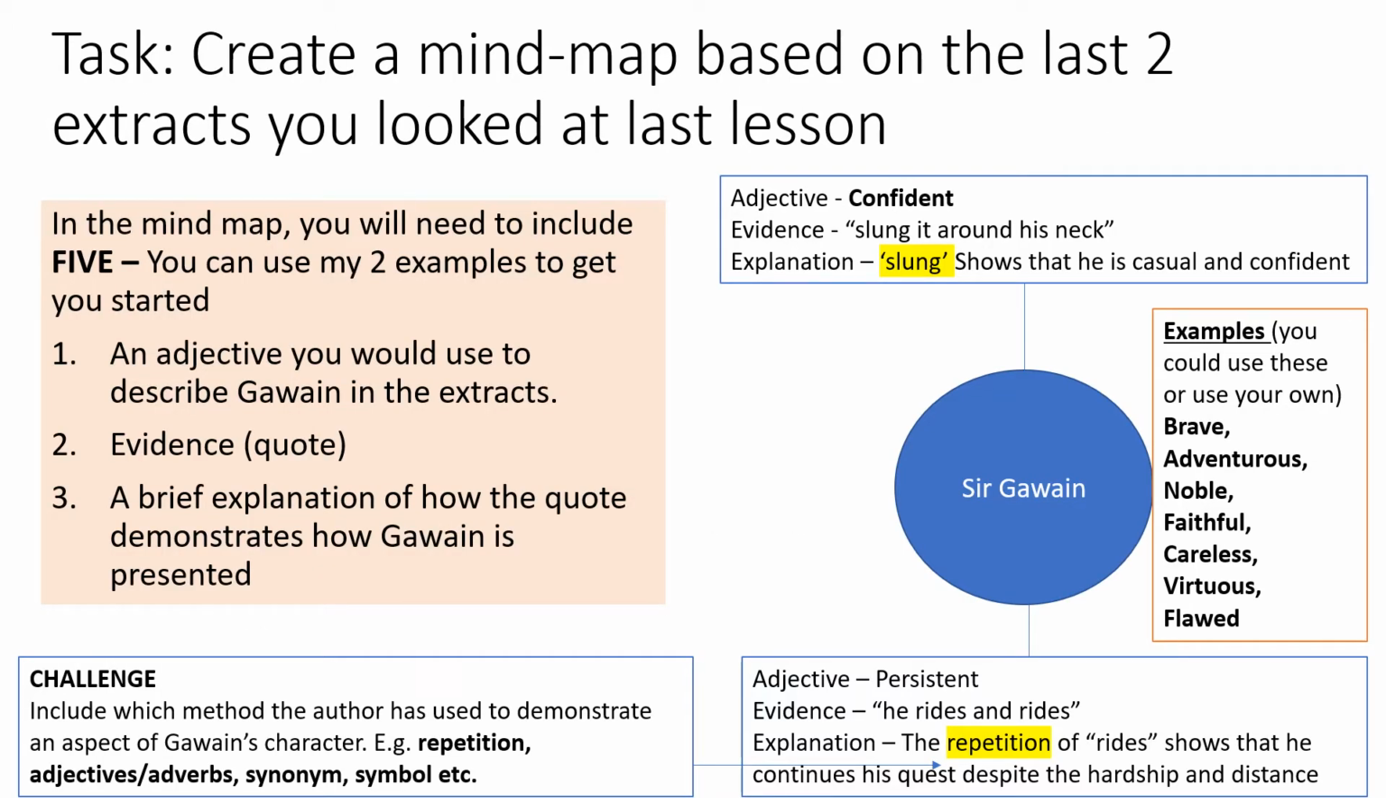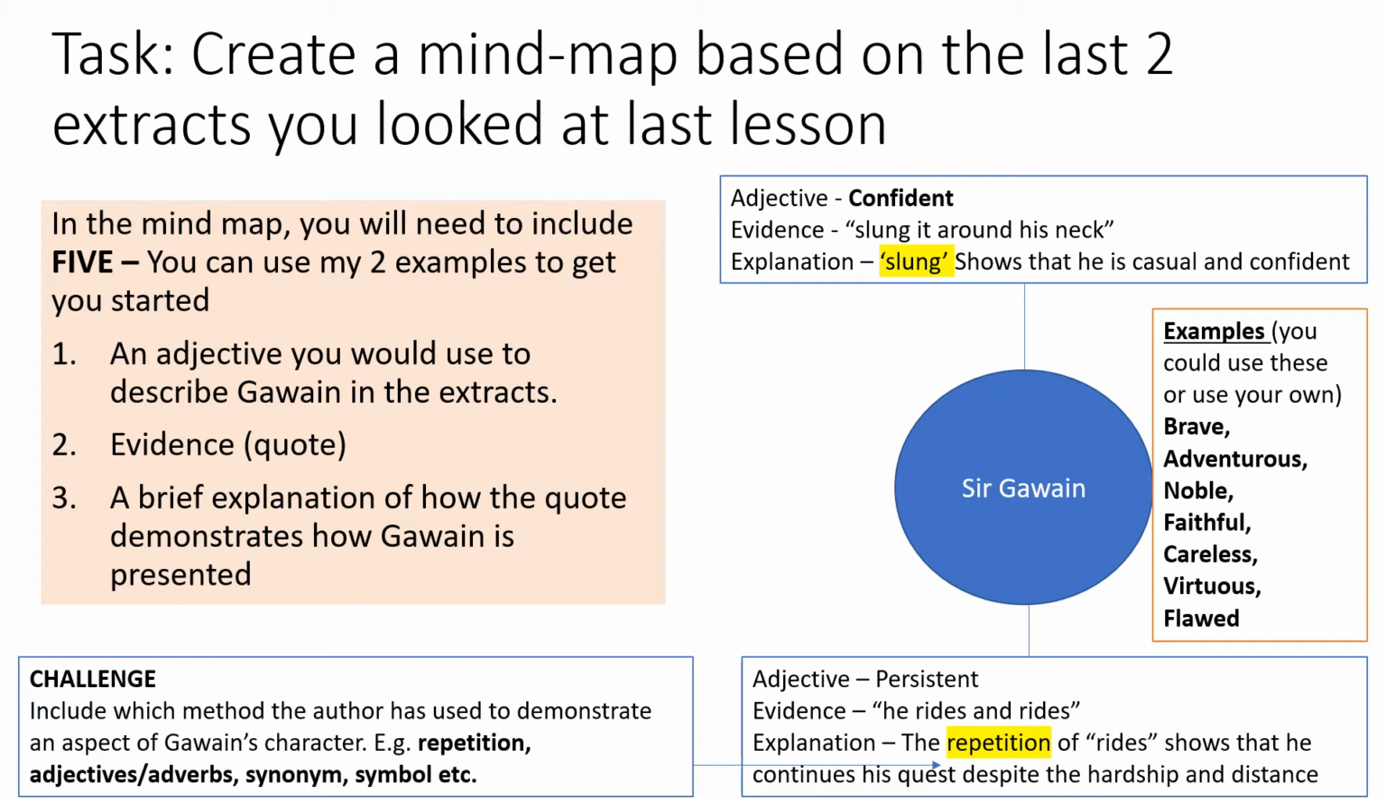So your first task is to create a mind map based on the last two extracts you looked at last lesson. In the mind map, you will need to include 5 examples of adjectives you would use to describe Sir Gawain, some evidence to support that adjective, and a brief explanation about how the quote demonstrates how Gawain is presented. I've put 2 examples here for you. You need 5 in total.